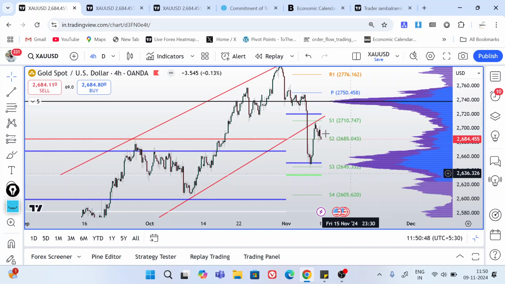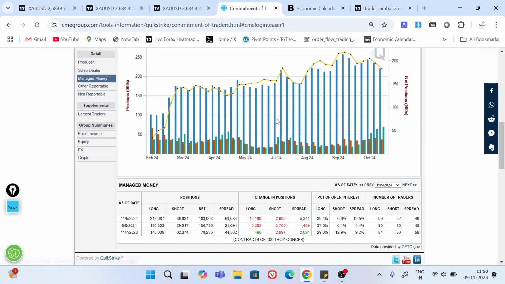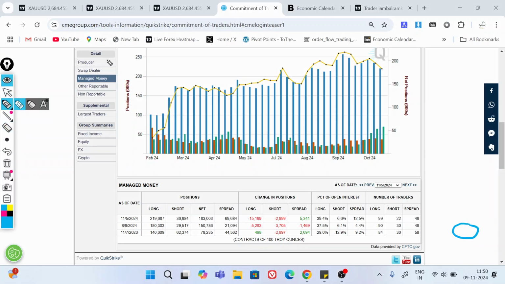So for this video, we are going to start with the latest COT, that is the Commitment of Traders report, and as usual we are going to check the positions of the managed money. Over here you can see the managed money are again decreasing their long positions by a good amount. So they covered their long positions by a good amount for this particular week.